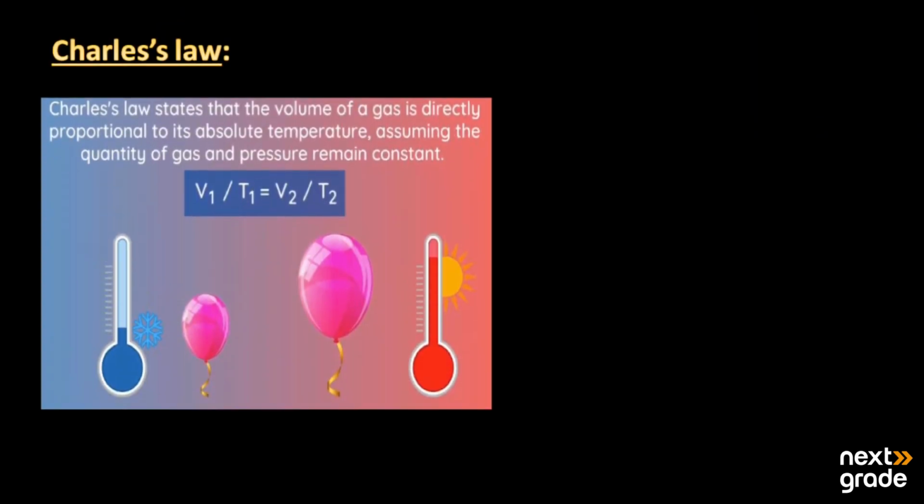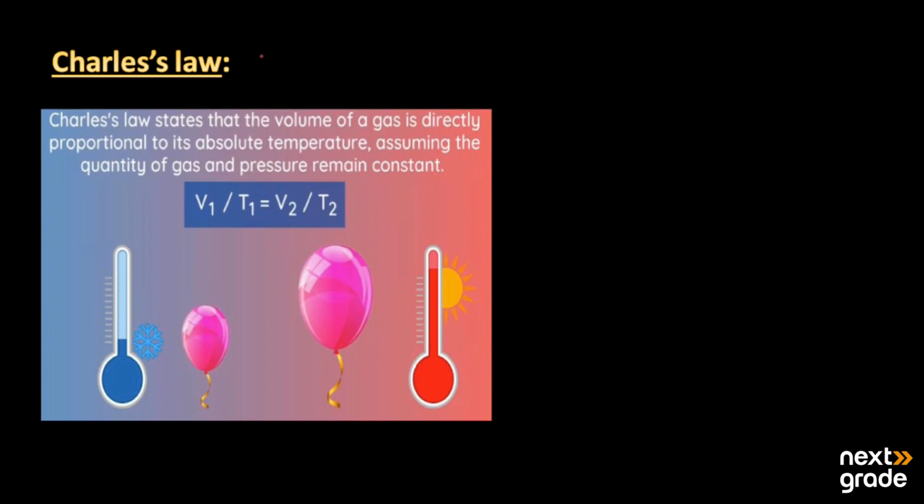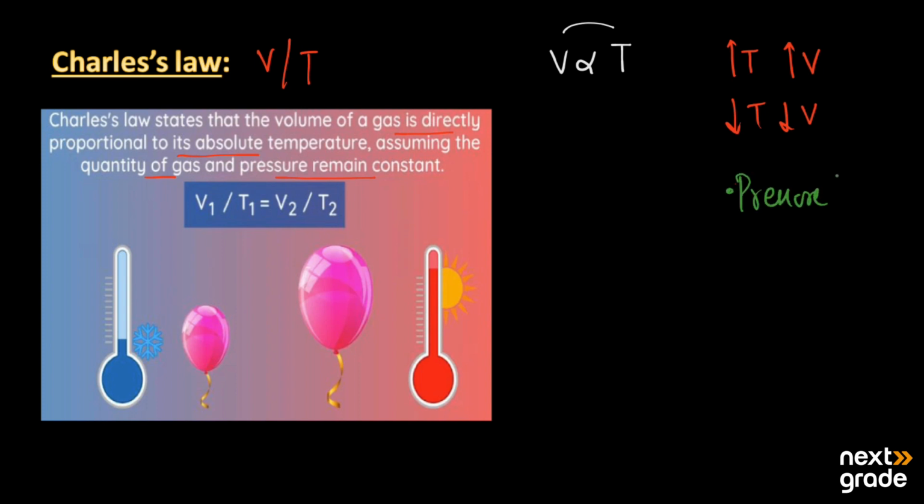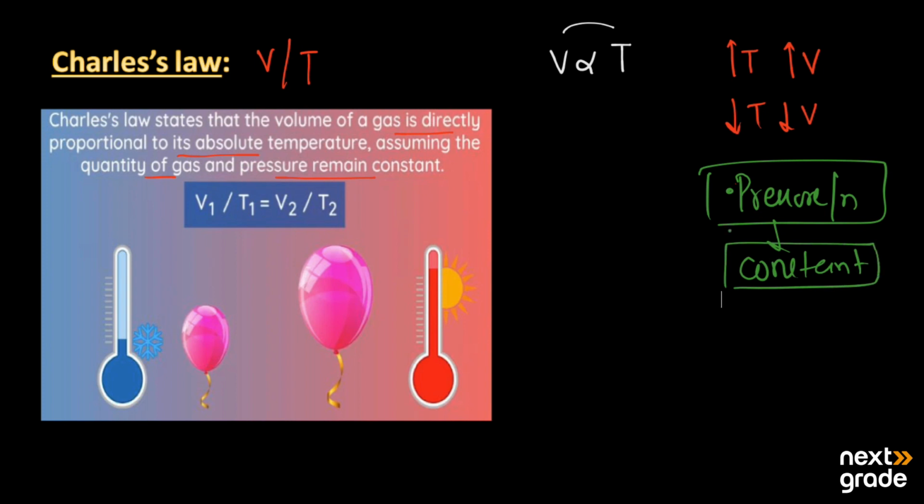Then we have Charles's law, the law related to the relationship between volume and temperature. It states that the volume of the gas is directly proportional to its absolute temperature. When there is a direct relation between two terms, it means that when we increase the temperature, the volume also increases, and when we decrease the temperature, the volume also decreases. We assume that the number of moles of the gas and the pressure remain constant. These must be kept constant. Then the temperature will have a direct effect on the volume of the gas.